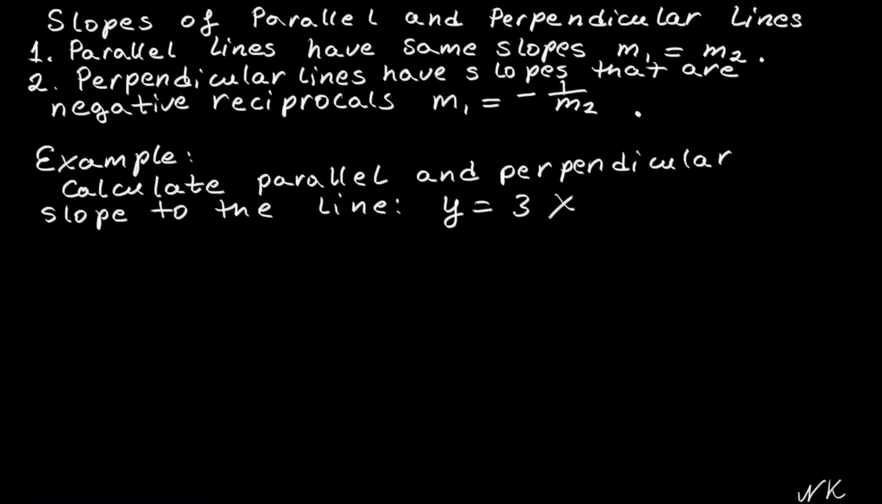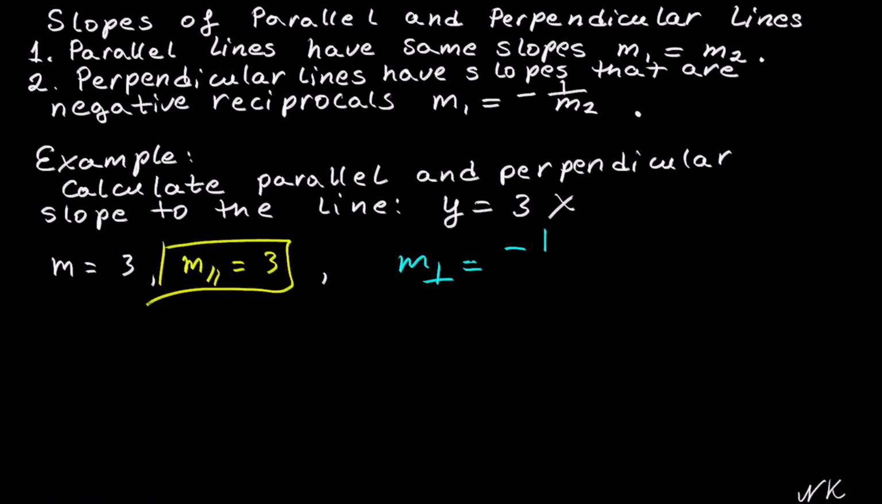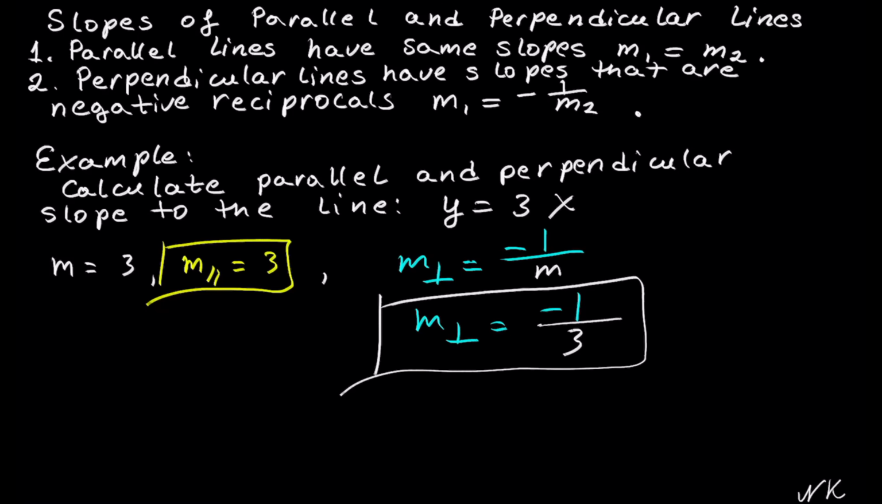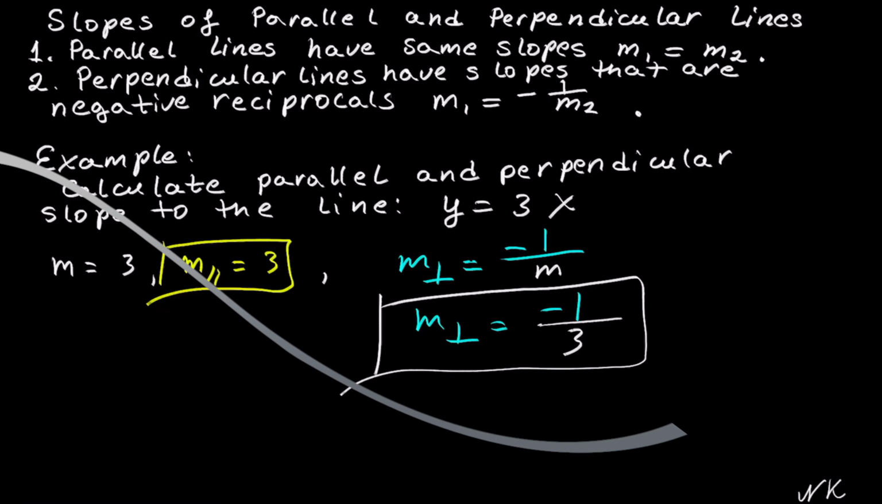In this example, we're going to calculate parallel and perpendicular slope to the line y equals 3x. So the given slope is 3, which means parallel slope is also 3. This is our solution for parallel slope. Perpendicular slope is equal to -1 divided by the slope of the line. So we get perpendicular slope is equal to -1 divided by 3. So -1 out of 3 is our solution for perpendicular slope.